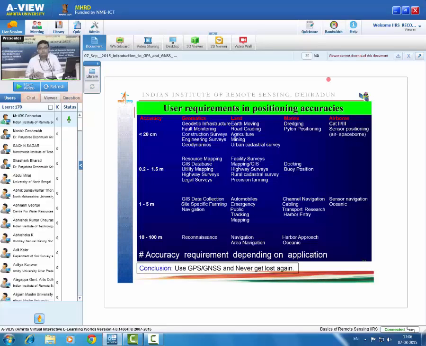Now, as per the various users, this particular table gives us an idea of the accuracy required for a particular domain. Each user can find their own domain and look at themselves. Like in geodetic infrastructure fault monitoring, we need better accuracies, in terms of centimeters. For resource mapping, we can have 20 centimeter to 1.5 meter accuracy. For GIS data collection and utility mapping, like power GIS and other things, 1 to 5 meter accuracy is fine. For reconnaissance survey, 10 to 100 meters. So each user can place himself or herself in this table and find out what kind of accuracy is required for their work.